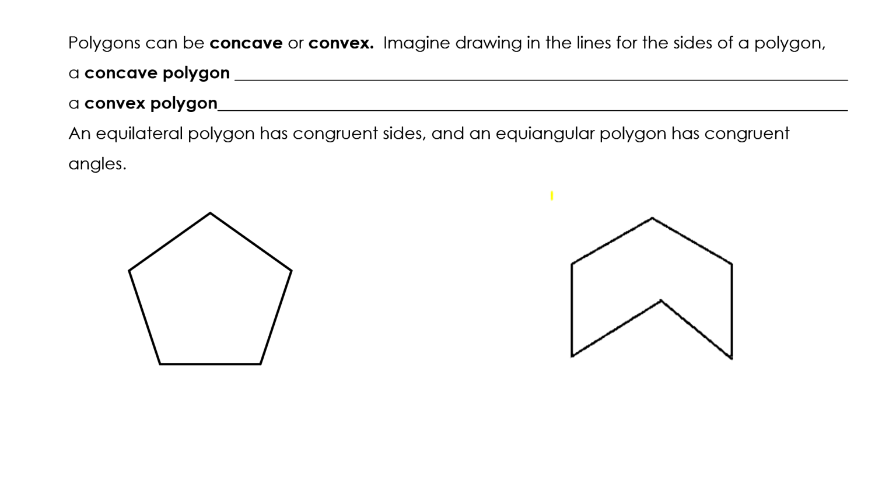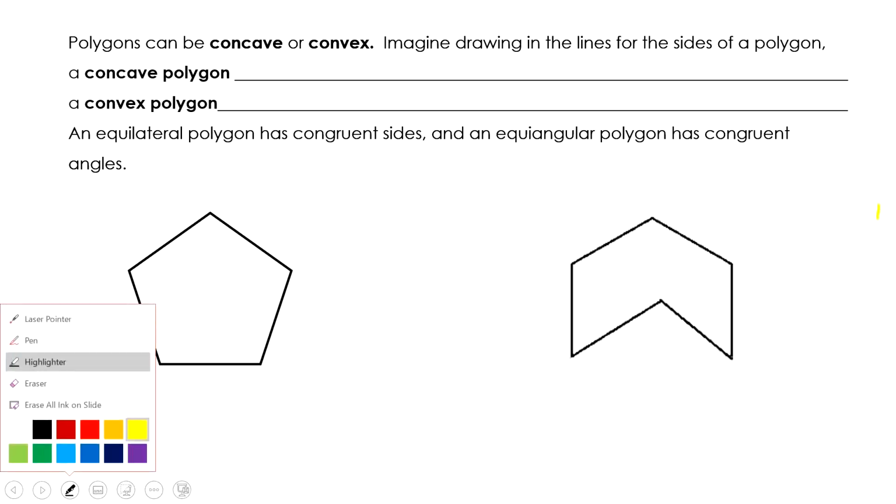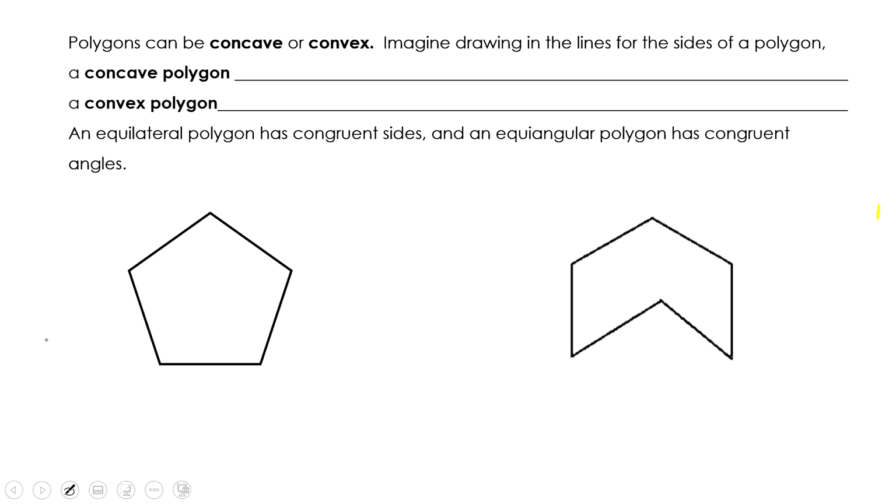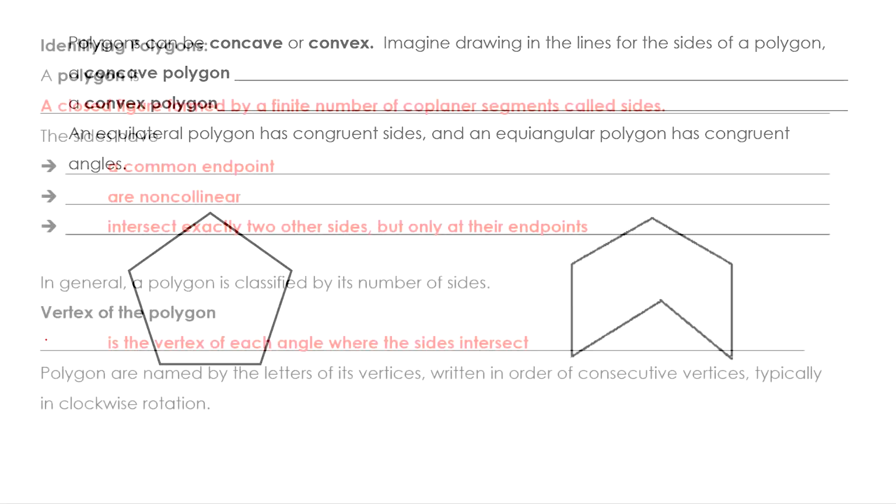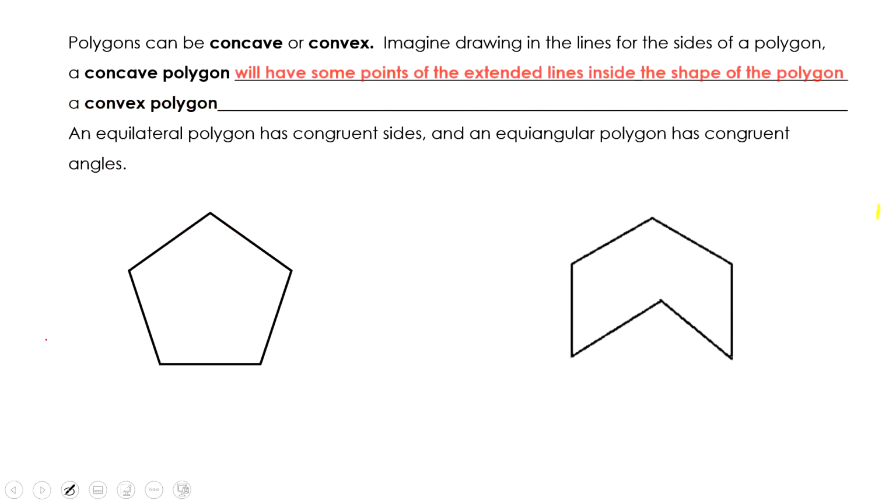What we're looking to do is figure out what the shapes are. So what we're going to do is a concave polygon. Whoops, wrong way. Sorry about that. A concave polygon will have some of the points of the extended lines inside the polygon.